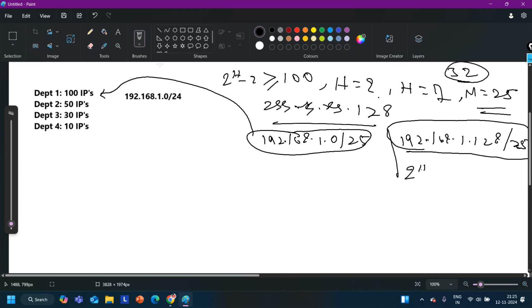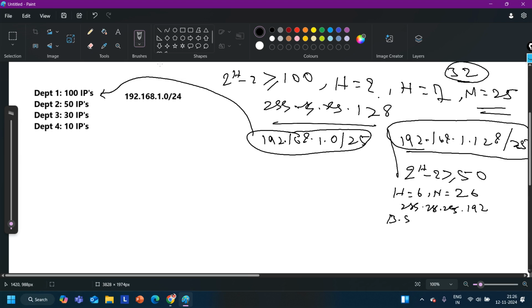50. So again here I am going to use the same formula, 2^h - 2 greater than or equal to 50. Now you tell me what should be the value of h. 6. That means n equals 26. Subnet mask 192.